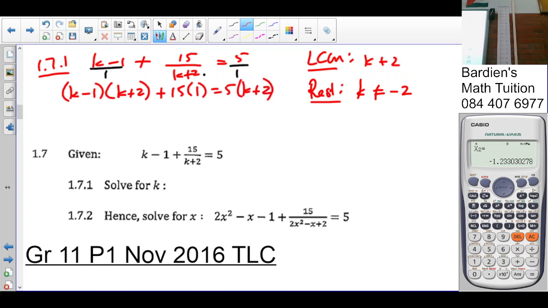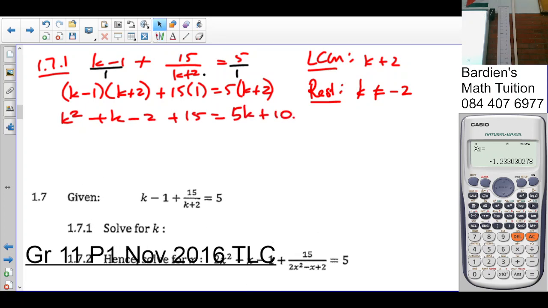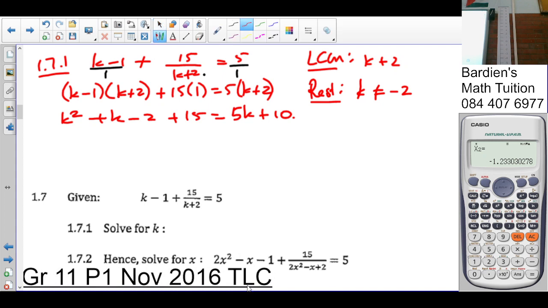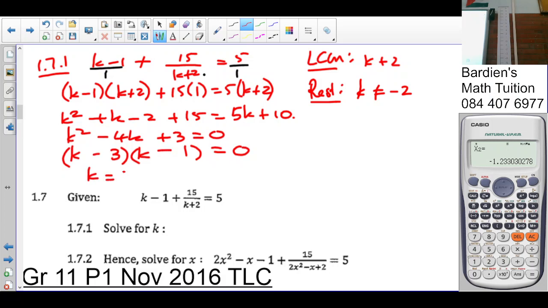Now it becomes an equation to us, which gives me k squared plus k minus 2 plus 15 equals 5k plus 10. Okay? Bring everything to one side, we can give you k squared minus 4k plus 3 is equal to 0. You all agree with that? Got k and k, 3 and 1. Both is negative. So k is equal to 3 or k is equal to 1. It doesn't interfere with our restriction. Okay? You all agree with that?